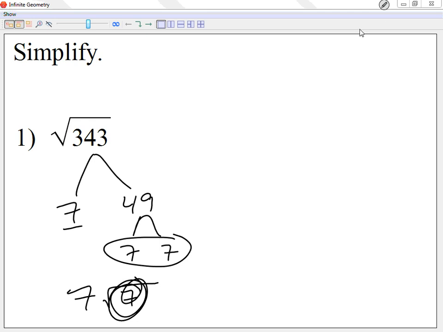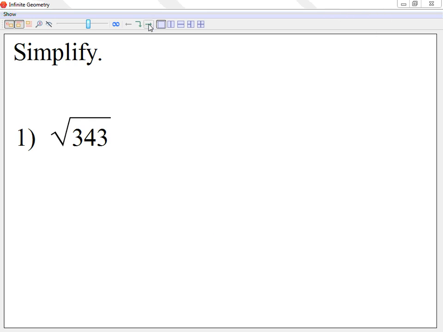Okay? Take a look at question number 2. Remember, question 1 was 7 radical 7. Groups go out, singles stay in. Now looking at question number 2, two numbers that multiply to equal 162. Since it's an even number, I can do 2. I'm going to say 2 times 81. 2 times 81 gives me 162.